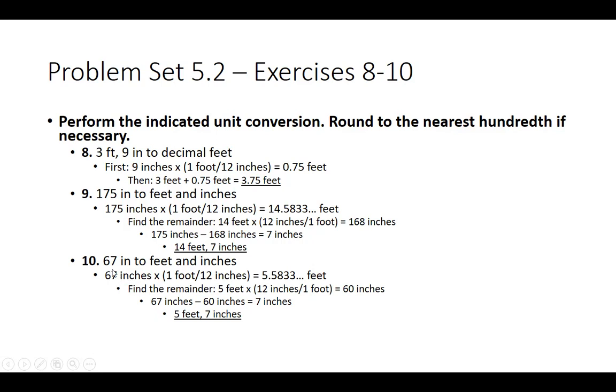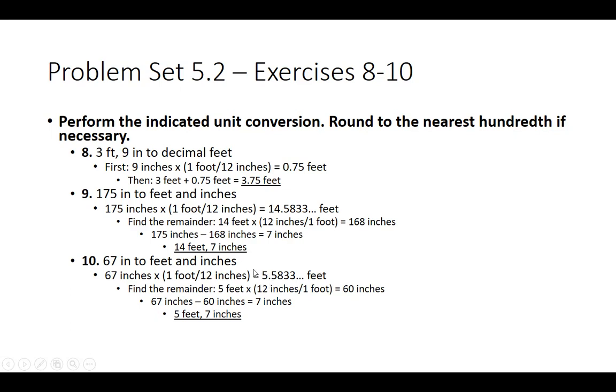Next, we're going to convert 67 inches to feet and inches. We're going to follow the same process. First, to cancel away inches, we need inches on the bottom. To get it in feet, we need feet on top. 1 foot over 12 inches cancels inches away, leaves us with feet. 67 times 1 divided by 12 gives us 5.5833 and so on feet.